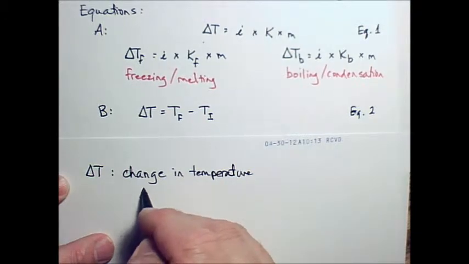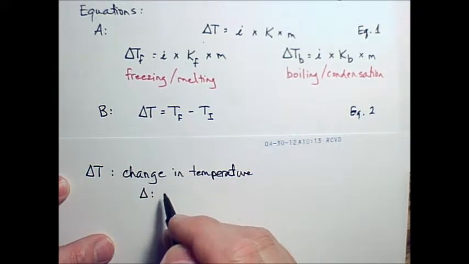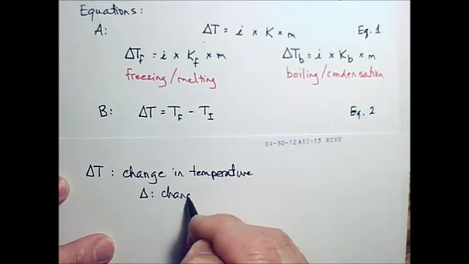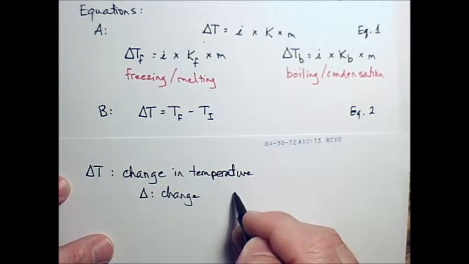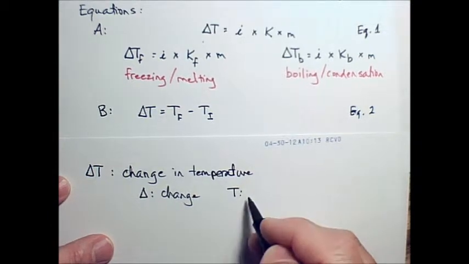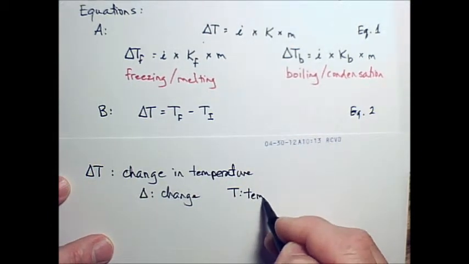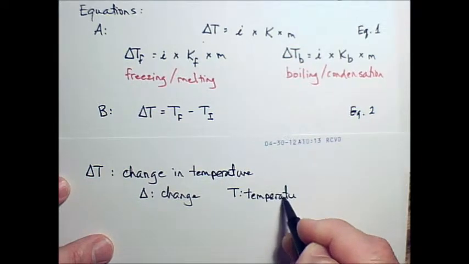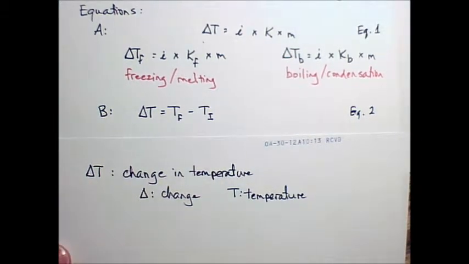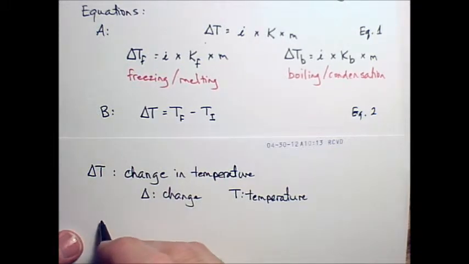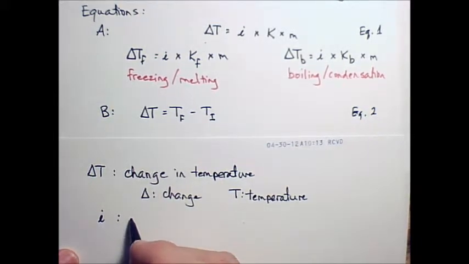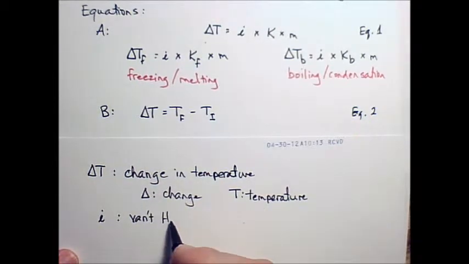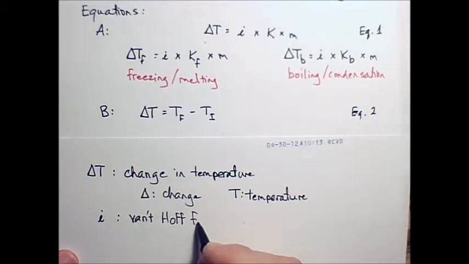Just so that you know, the Greek letter delta is used in this context to mean change. And you know from the last unit that the capital letter T is the symbol for temperature. Small letter i is something called the Van't Hoff factor.